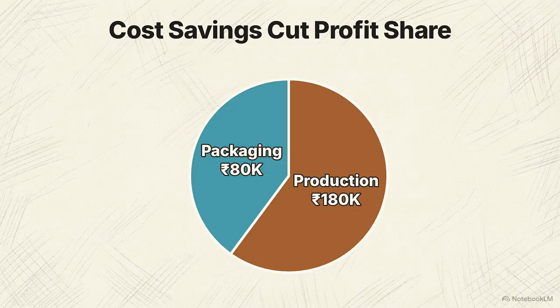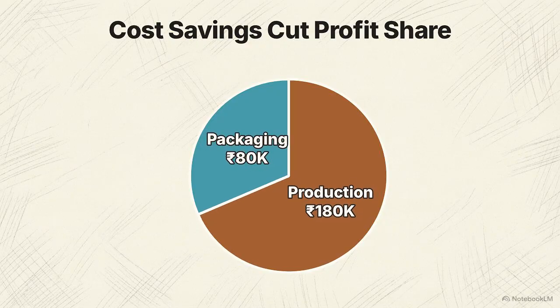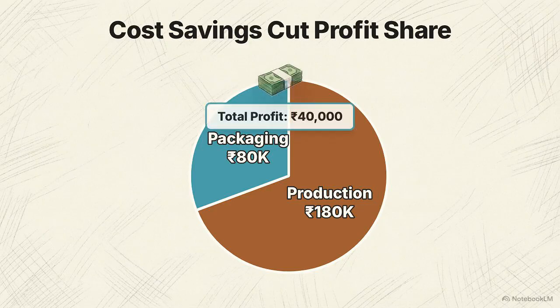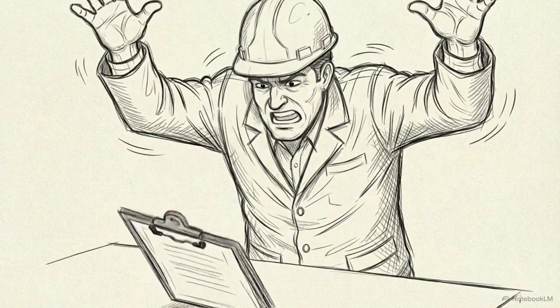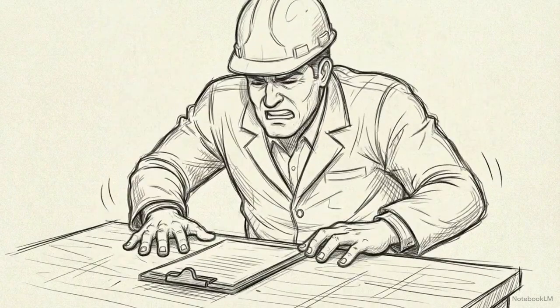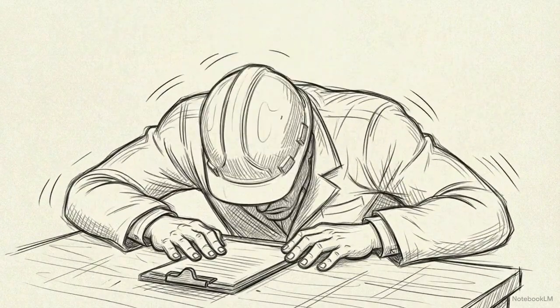This pie chart is the total cost pool. Under shared profit, packaging's 33% efficiency shrinks their blue slice. Consequently, the orange production slice commands a larger percentage. Production free rides, securing more of the 40,000 rupee profit simply by spending more. Cost-based allocation models harbor a strict mathematical flaw. They punish cost efficiency by directly tying financial rewards to high expenditures.